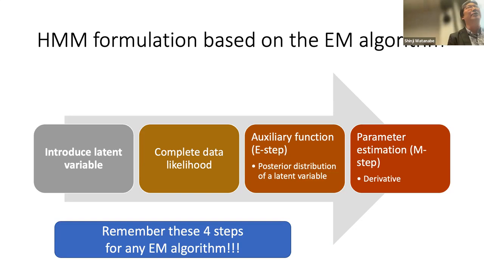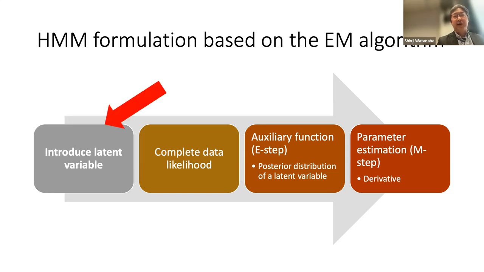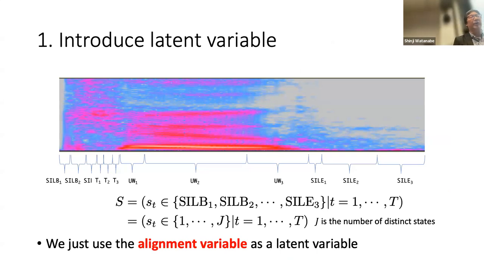So it's good to remember the EM algorithm anyway, and this is based on four steps. First, starting from the introduction of the latent variable. What is a latent variable? It can actually be anything. But basically it is an unobservable variable that we want to introduce, and then use this latent variable to support solving our problem.